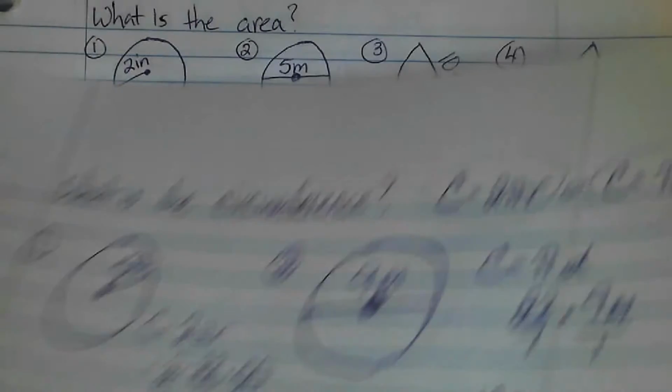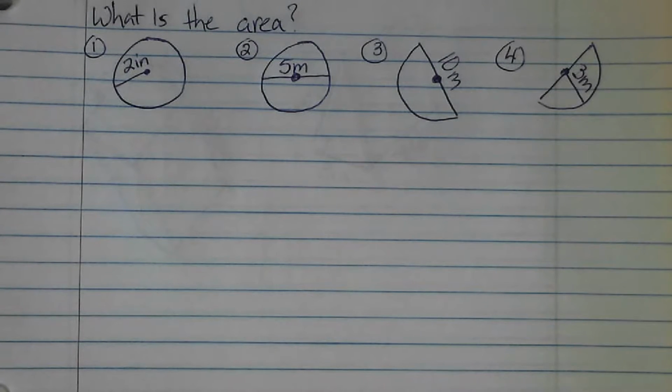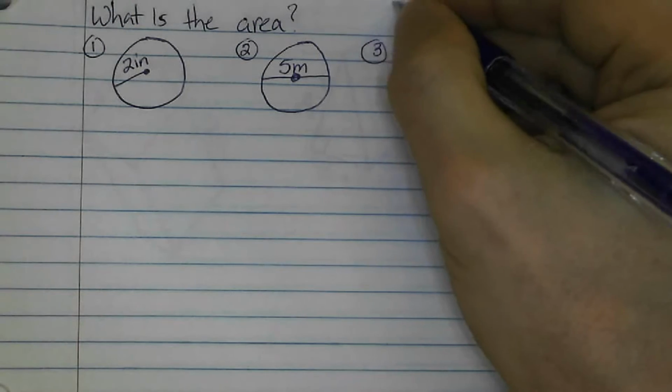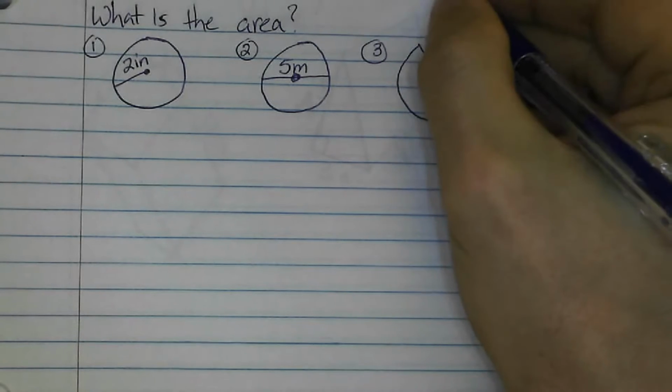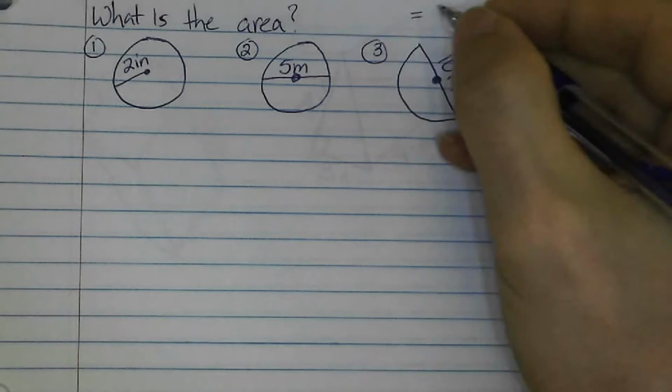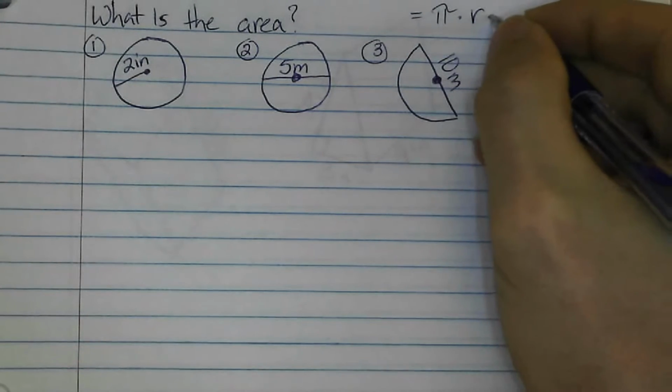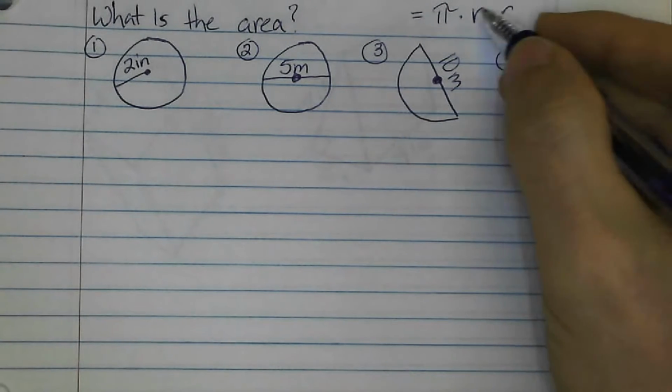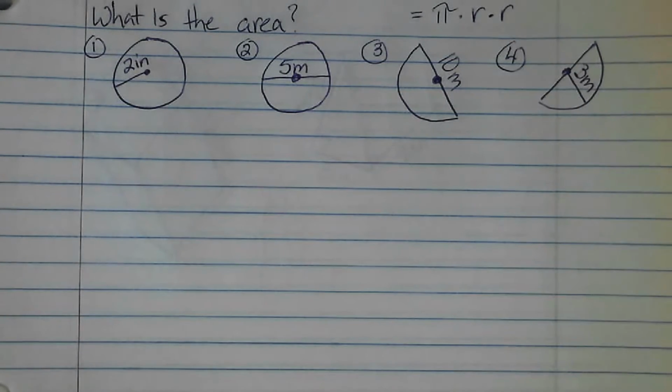Alrighty, next section. Try and work on these ones. Press play when you think you have it. Alrighty, so remember the formula for area is area equals pi times radius squared. And remember, that means pi times radius times radius. The radius squared means you have radius twice. So the first one, we have a radius.